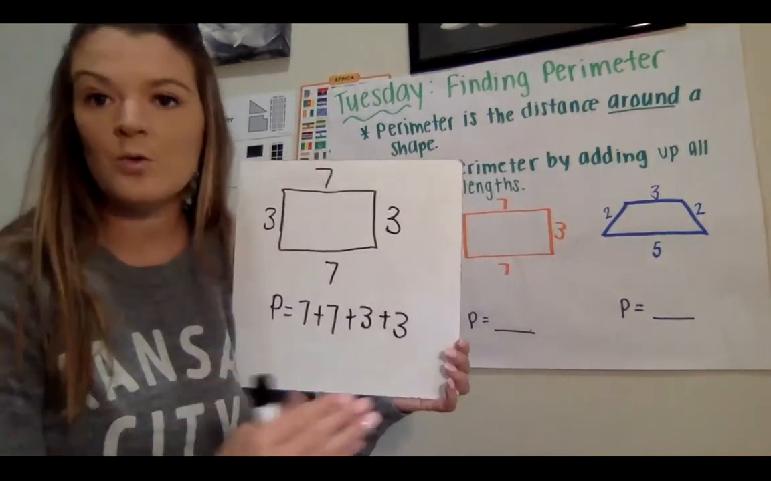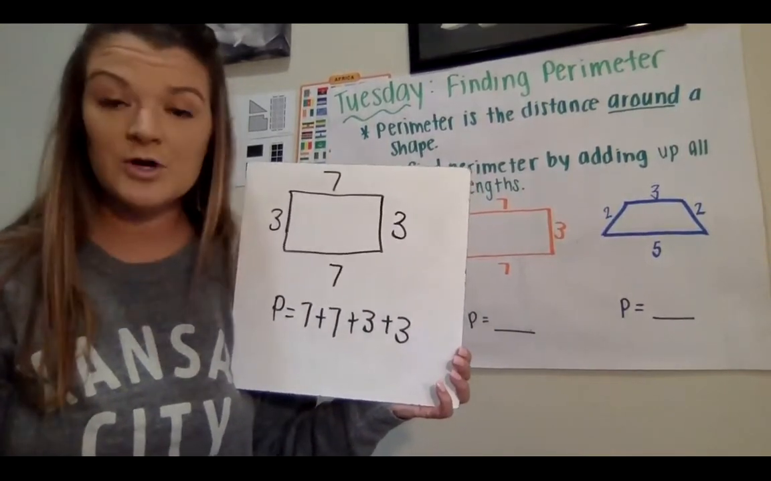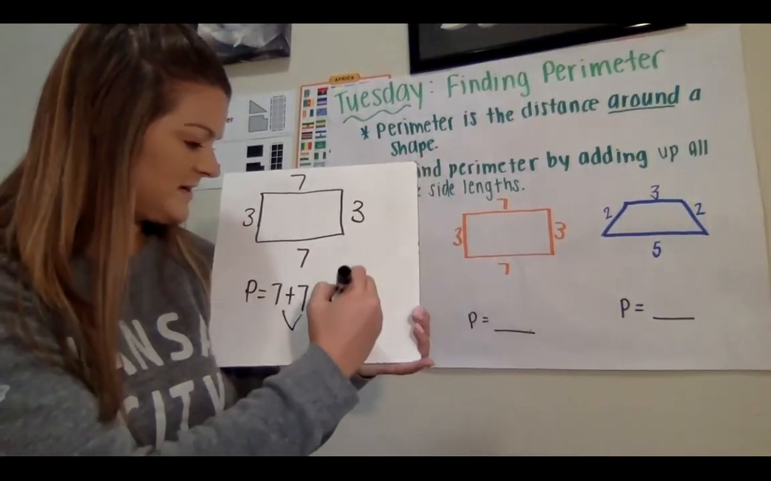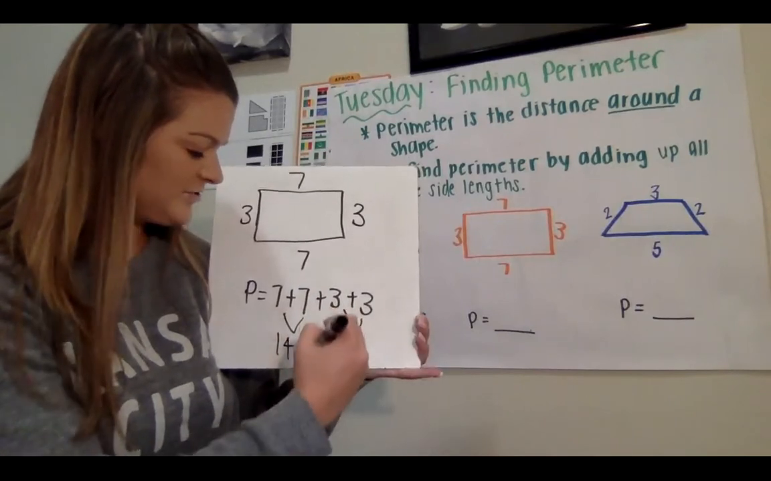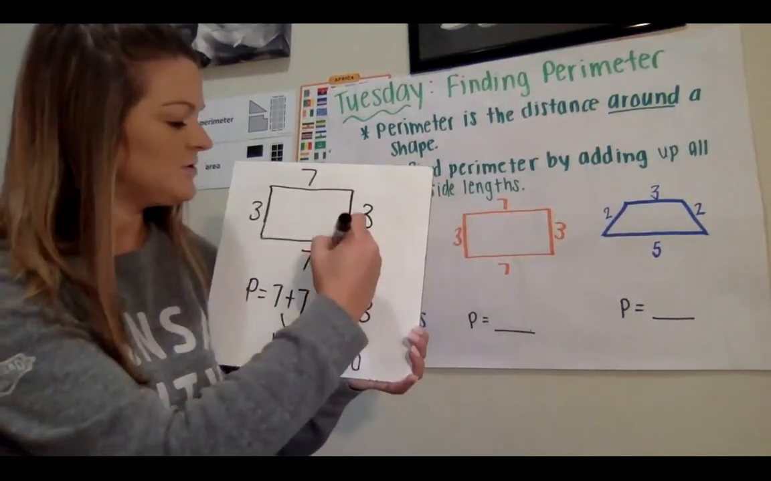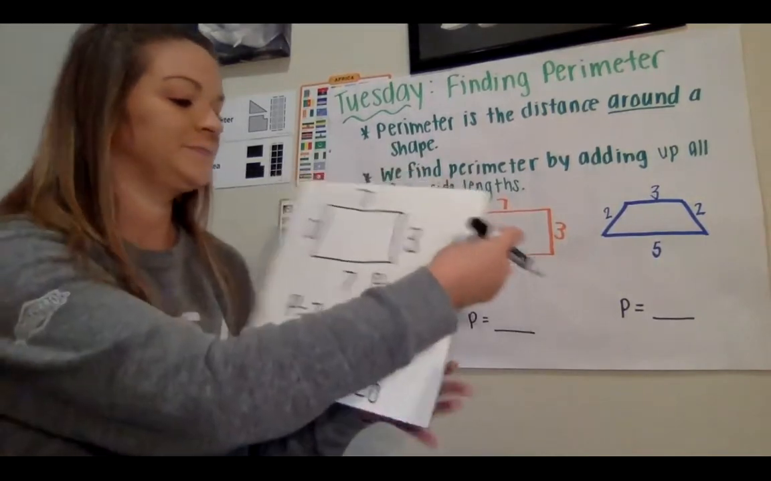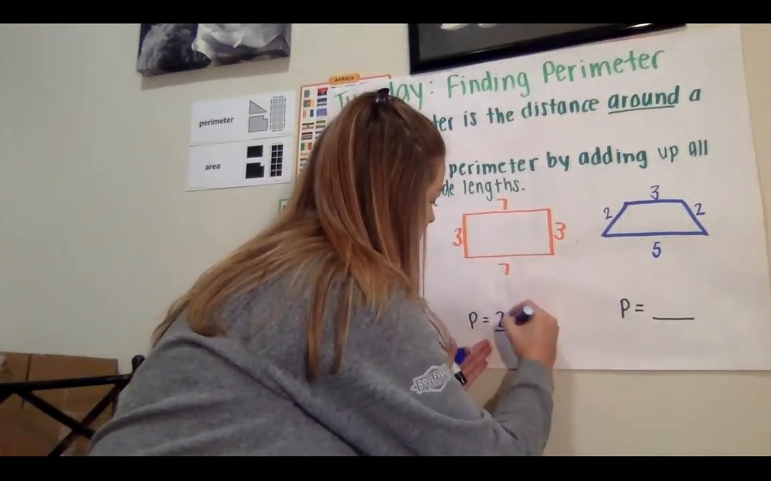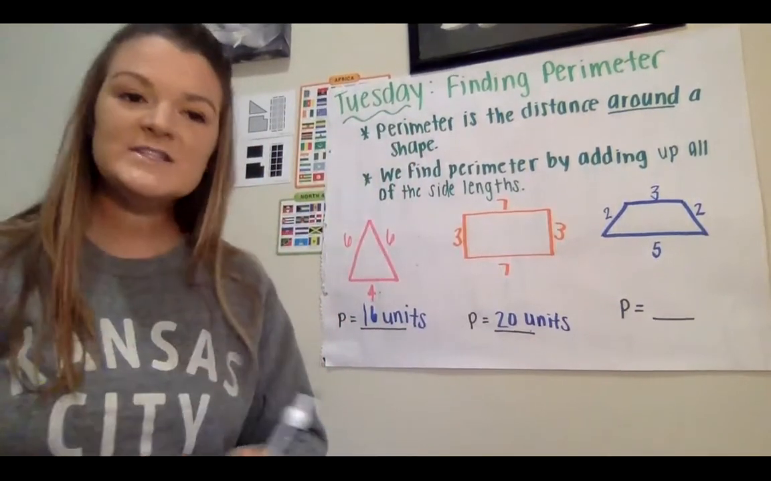It doesn't matter what order we put the add-ins in, because remember, we know the commutative property tells us whatever order we do it in, we will always get the same sum. I'm gonna start with my doubles, 7 and 7, 3 and 3. 7 and 7, that makes 14, plus 3 and 3 makes 6. 14 plus 6, that makes 20. So my perimeter is 20 units. Again, I'm gonna label that on my chart. 20 units.